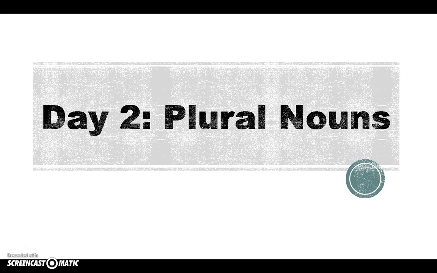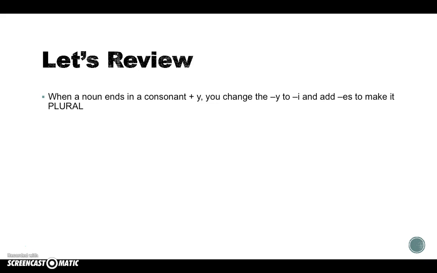All right, day 2 of plural nouns. Let's review what we talked about yesterday. When a noun ends in a consonant plus a Y, you change the Y to an I and add ES to make it plural, to make it more than one. Change the Y to an I and add ES.